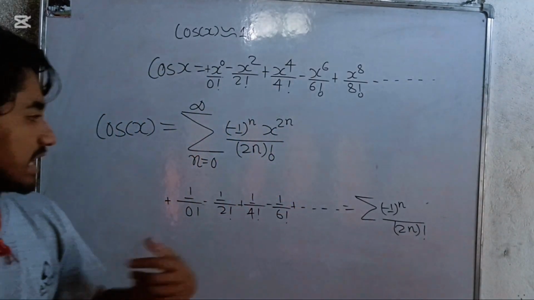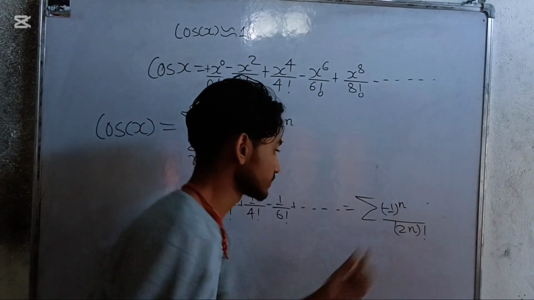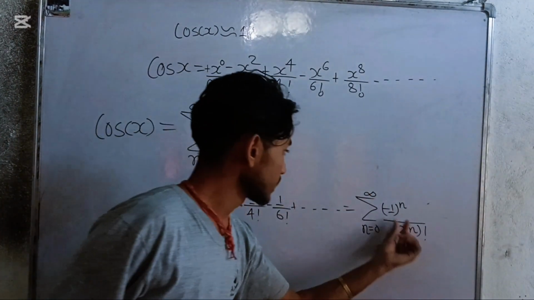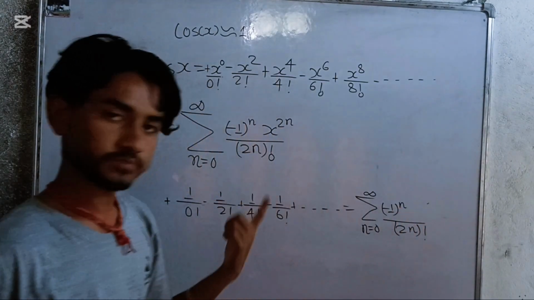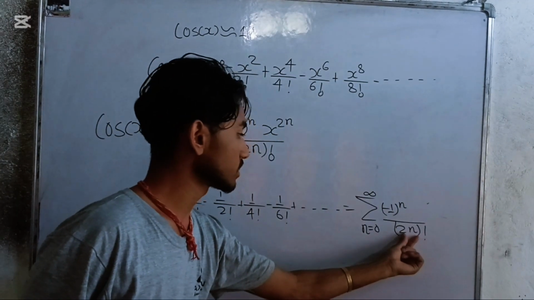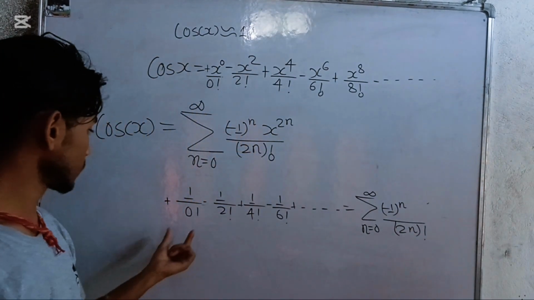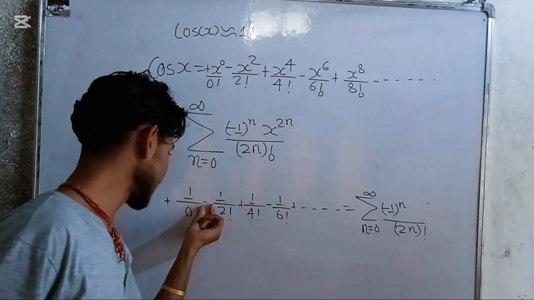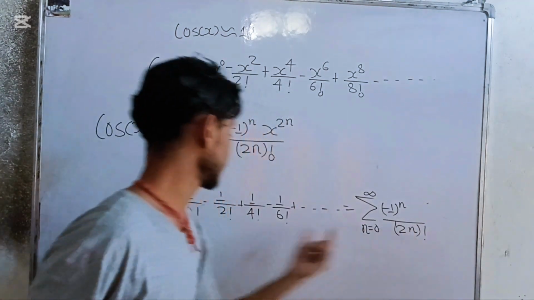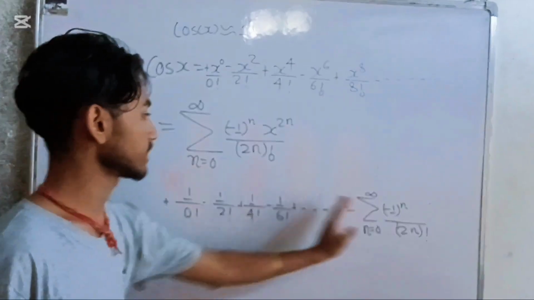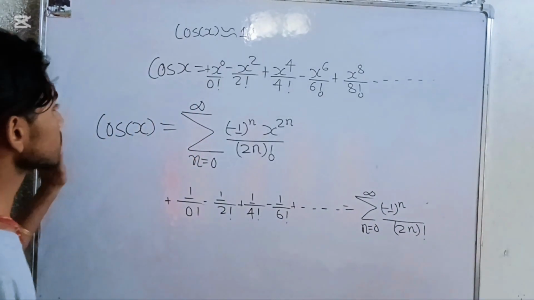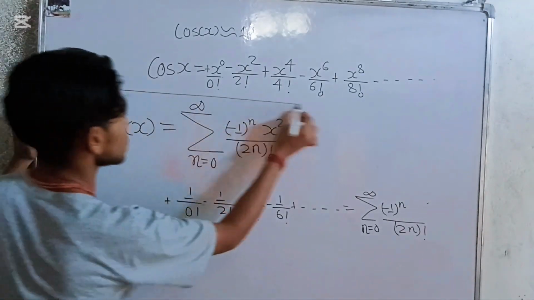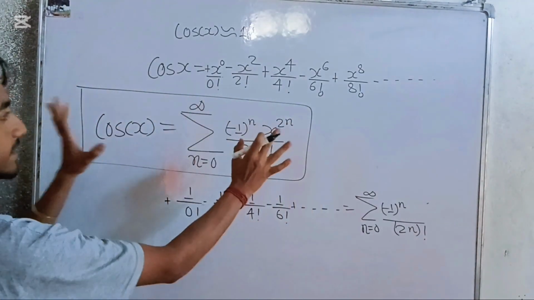So my variable goes from n is equal to 0 to infinity. If you put n is 0, you get what? 1 over 0 factorial. Okay, this term. If you put n as 1, you get minus, the sign has come out, and 2 into 1 is 2 factorial, and you can do it like this. So if you want to replace the whole thing in a summation form, this is how we do it.